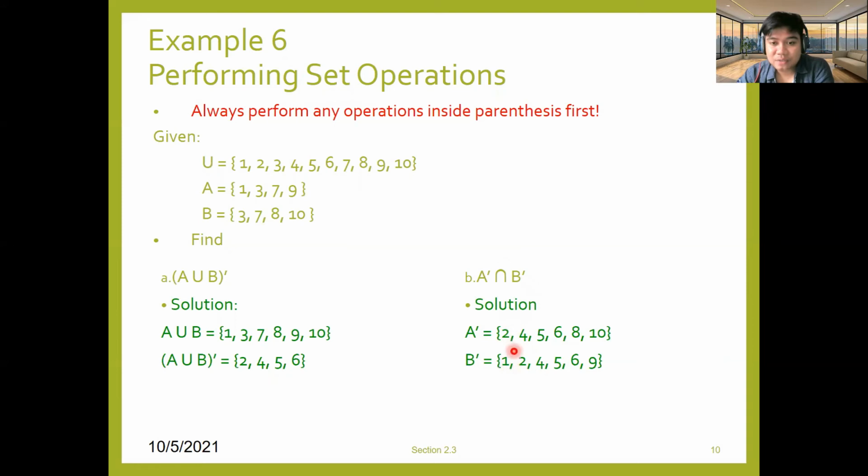So we have here, and then kukunin natin yung intersection. Again, kapag intersection, titignan lang natin yung parehas nilang elements. So you can see here, 2 parehas, 4 parehas, 5 parehas, and 6. Ibig sabihin nun, A prime intersection with B prime is equal to 2, 4, 5, and 6.